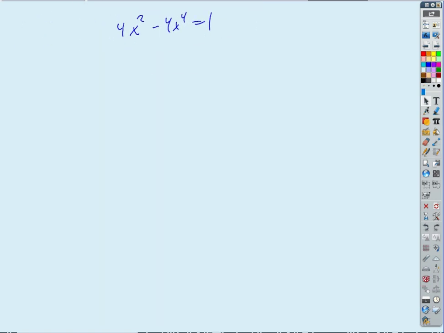So let's write that as a polynomial in standard form. So we'll maybe push everything to the other side and get 4x to the fourth minus 4x squared plus 1 equals 0.